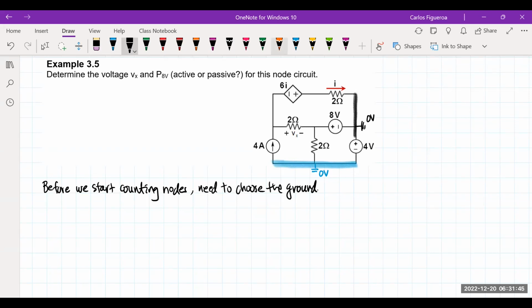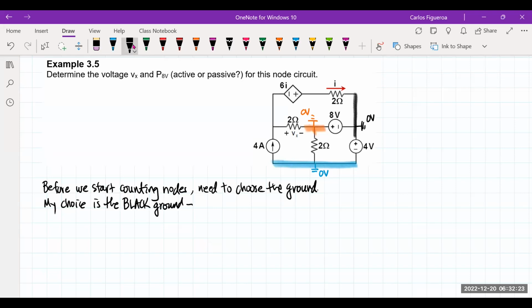And the other way that you can do this is that you can also choose this as the ground right here. This is also a good choice because it's connected to those 8-volt source and therefore the 4-volt source here. The way I'm going to choose my ground is that I'm going to choose the black one. So my personal choice is the black ground.